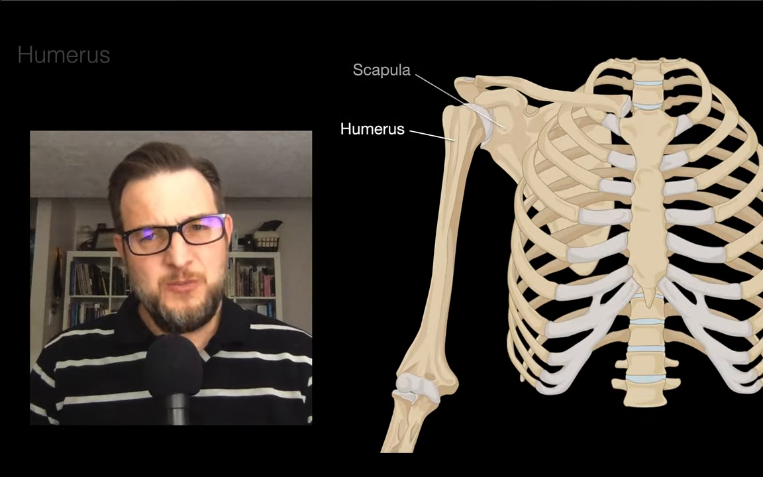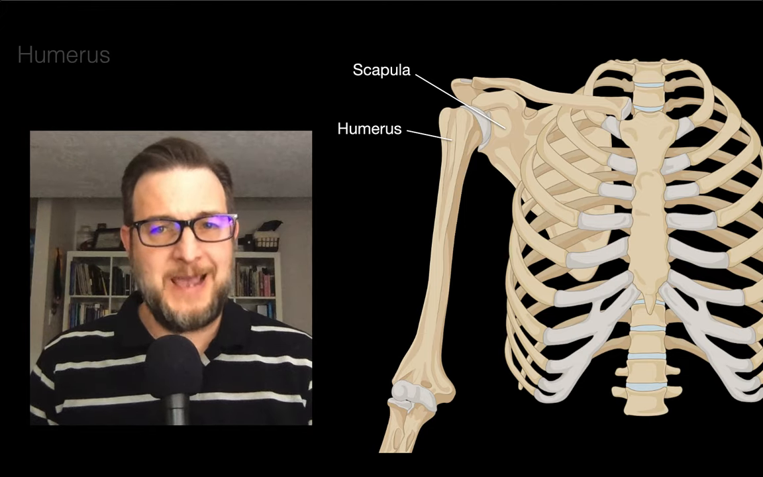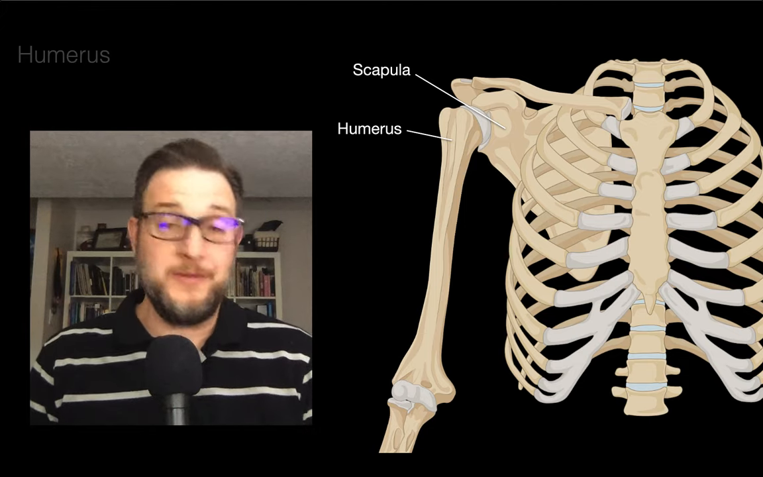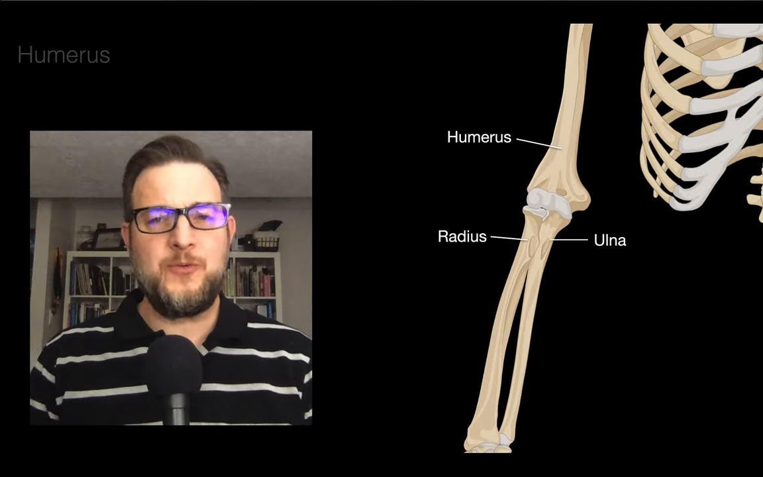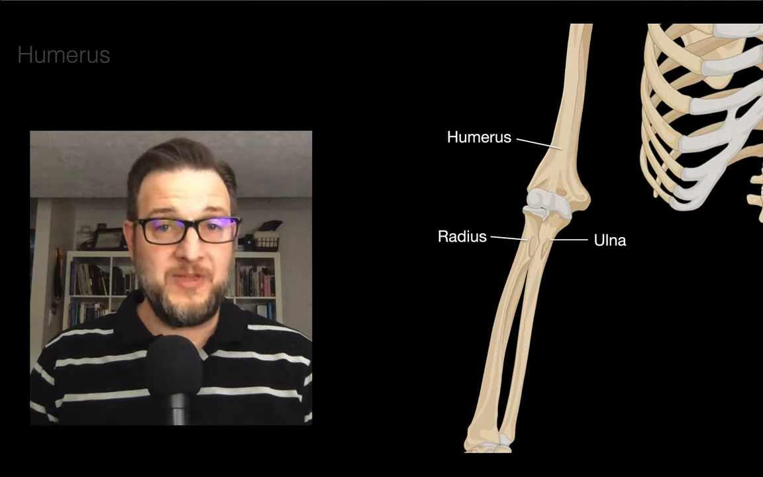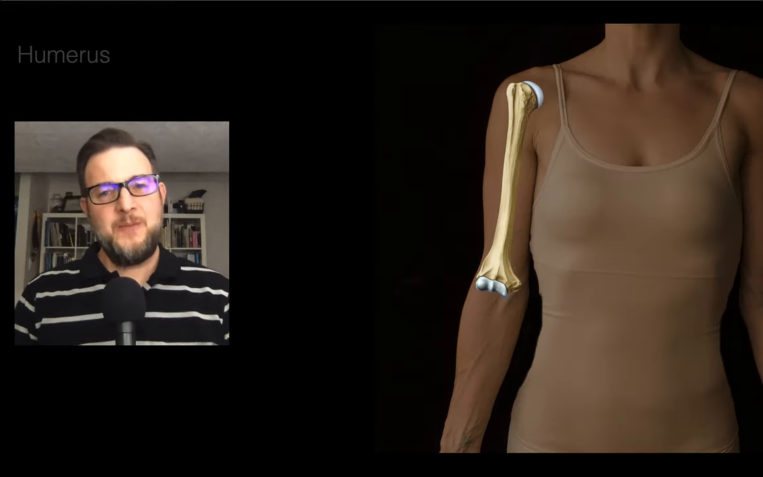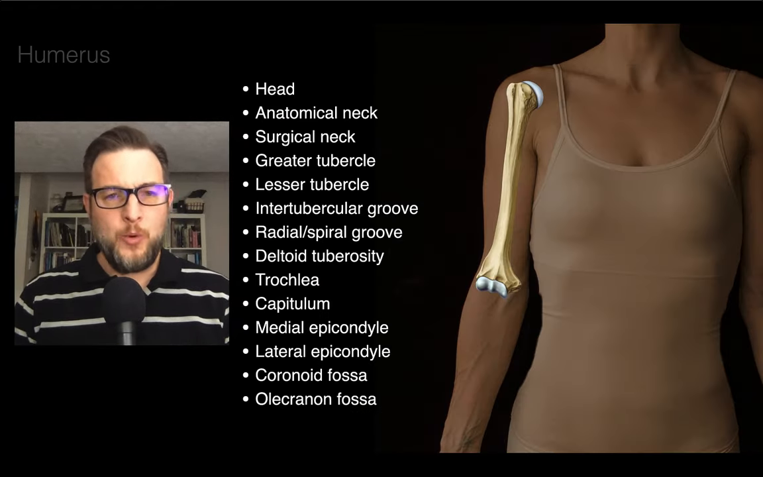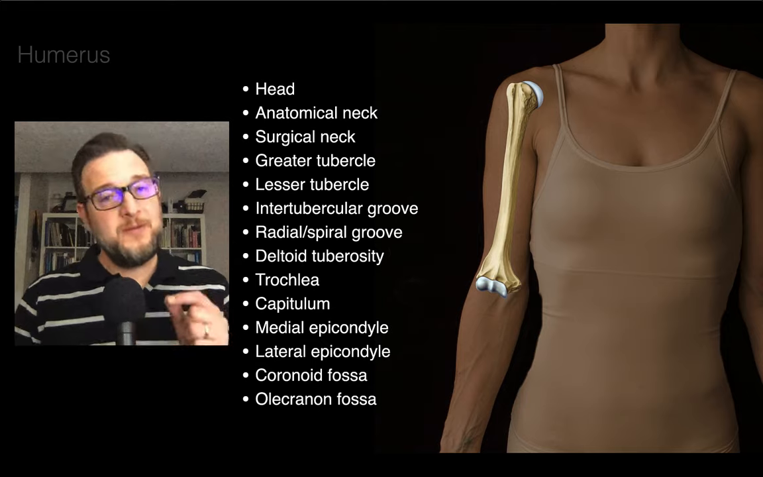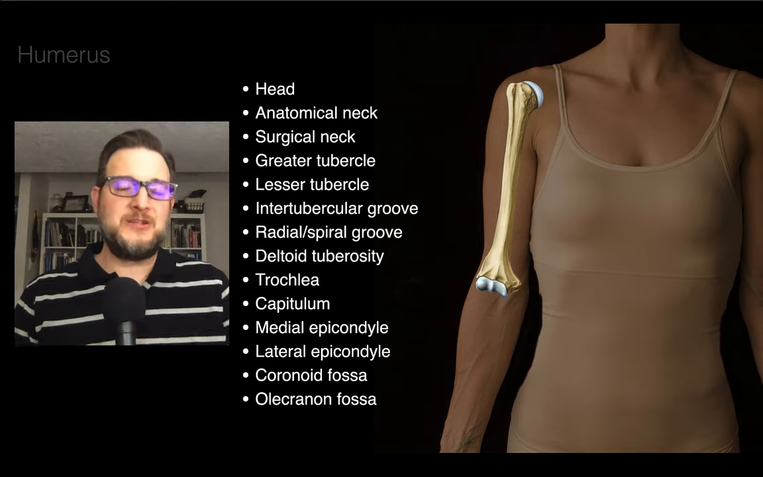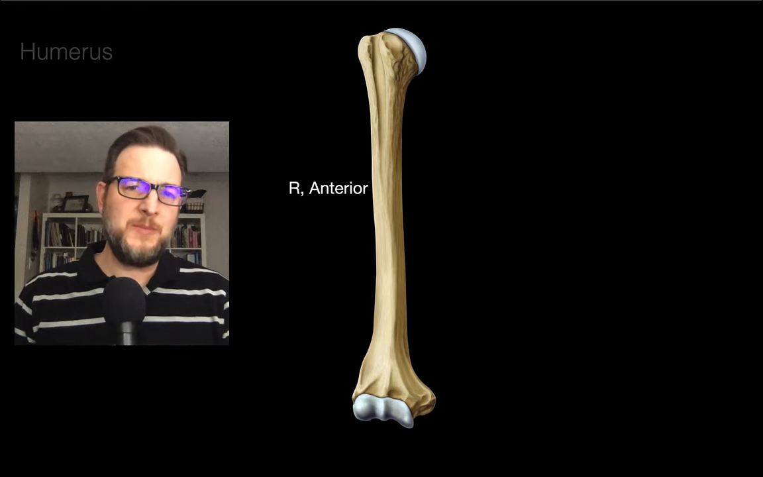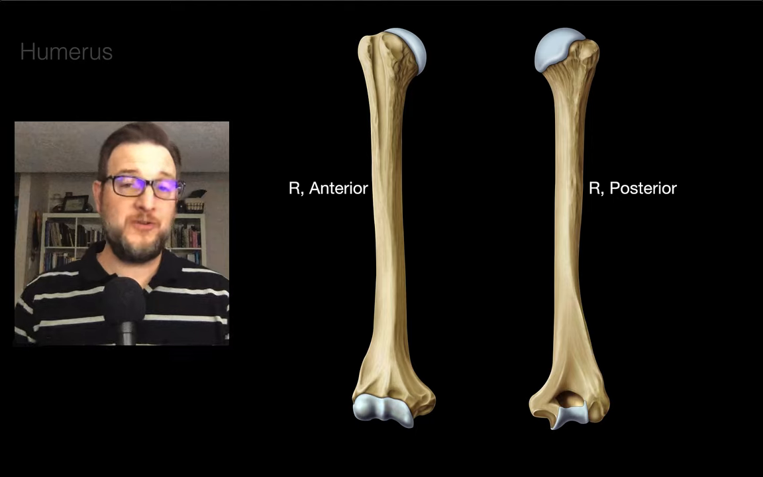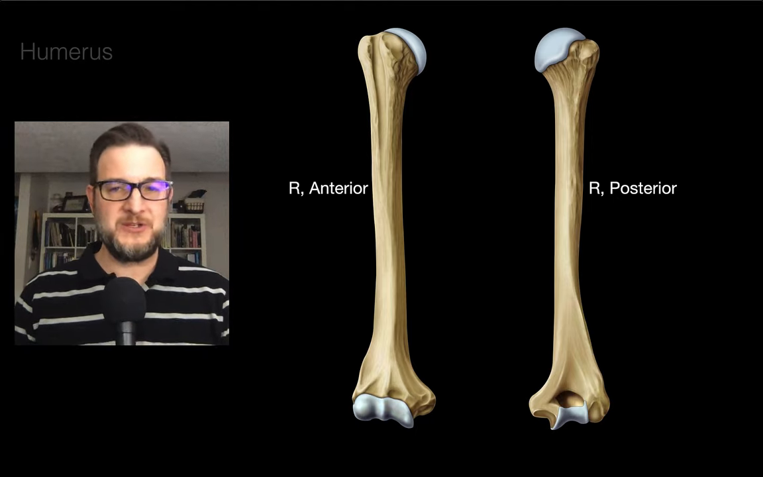And we see that the humerus articulates proximally with the scapula at the glenohumeral joint, also known as your shoulder joint, and it articulates distally with the radius and ulna at the elbow for the hinge and pivot joints. We are now going to cover the principal bony landmarks and why each of them is significant in anatomy. Let's start by showing that we're going to be using a right anterior view of the humerus and a right posterior view of the humerus primarily to show these structures.